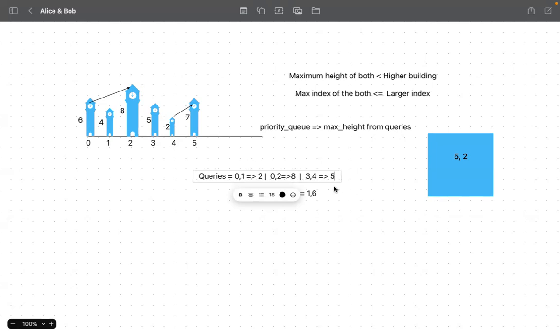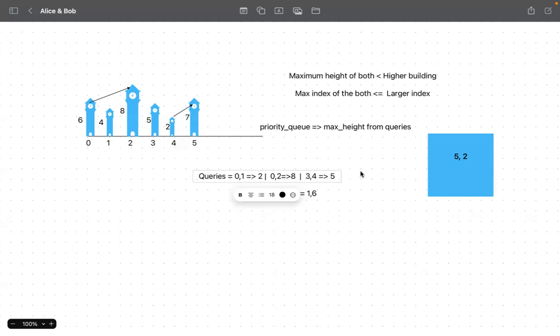So on behalf of this fifth building, this query is going to meet 3 and 4, right? Because its height is more and obviously it's coming later. This is obvious because we are moving forward only, and we are keeping queries from the past. Since we are keeping queries from the past, obviously the index will be larger than my current building, and again the height we are checking through the priority queue.